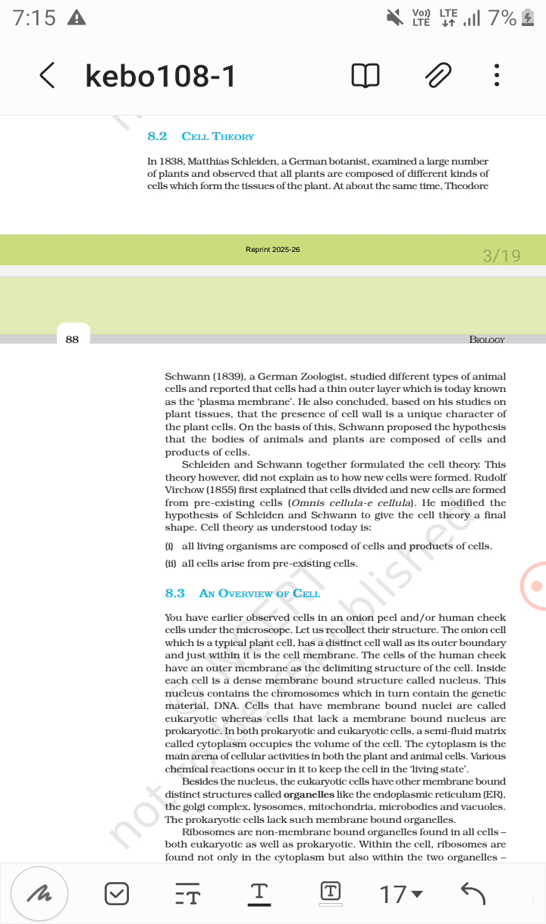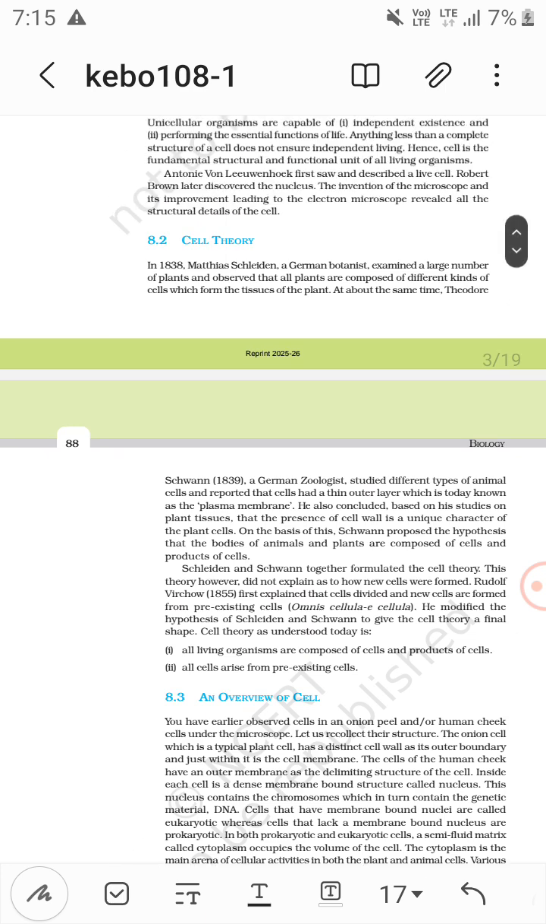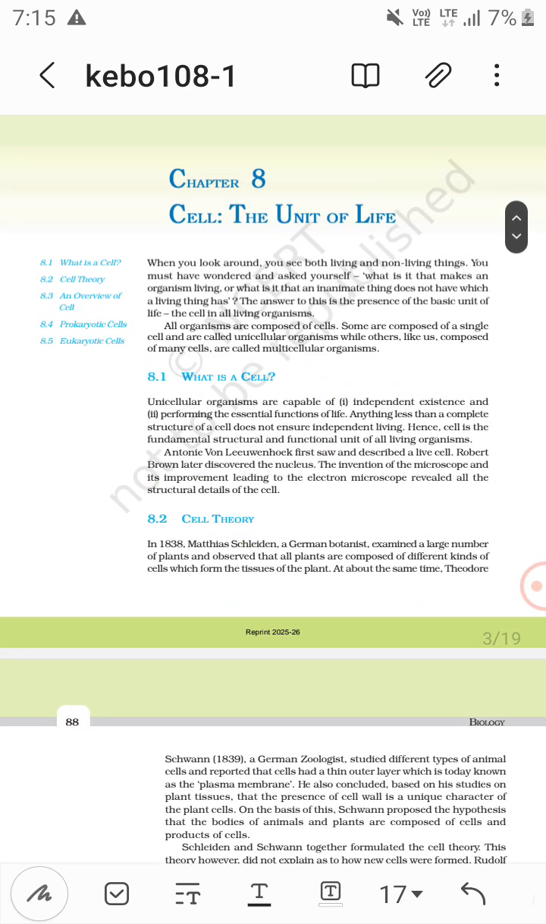Schwann, a German zoologist, worked on the plasma membrane in animal cells and the cell wall in plant cells. Schwann proposed the hypothesis that animals and plants are composed of cells and products of cells. And Schleiden is a German botanist, who examined the plant cells. That's it.